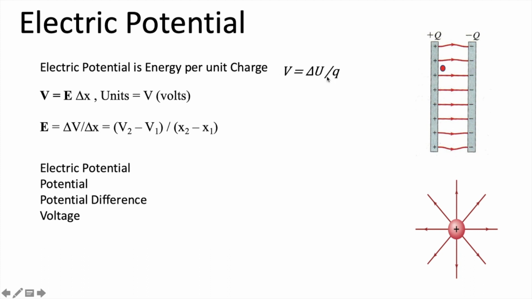And that's one definition. We can also define potential in terms of the electric field. If we know the strength of the electric field between the plates, that's capital E, and if we know the distance between these two plates, that's delta x, we can calculate electric potential, and that's capital V. V equals E times delta x, or E times D, D being the distance between the two plates. The unit of electric potential is volts.